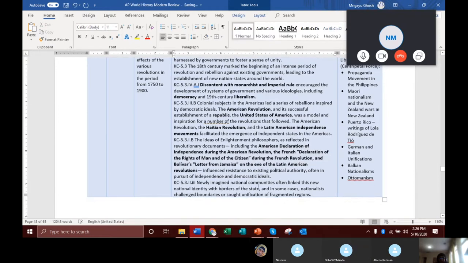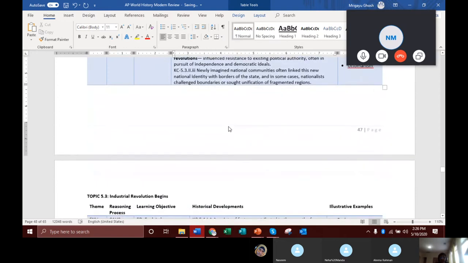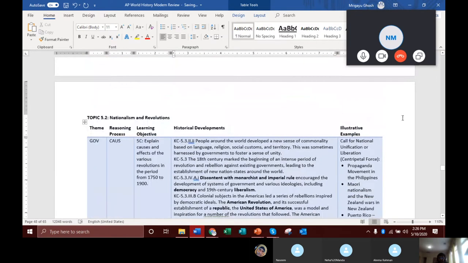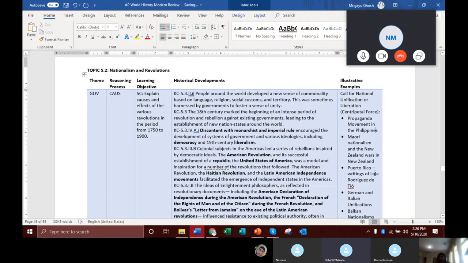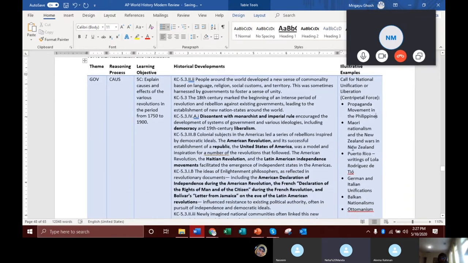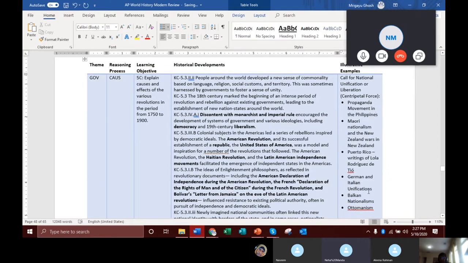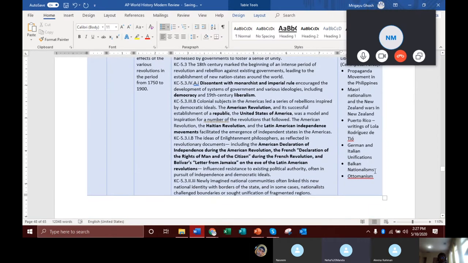And then, of course, we have these movements trying to unify fragmented regions. So we have national unification: the Propaganda Movement in the Philippines, Maori nationalism and the wars in New Zealand, in Puerto Rico the writings of Lola Rodríguez de Tió, German and Italian unifications, and Balkan nationalisms, which led to Balkanization, right?